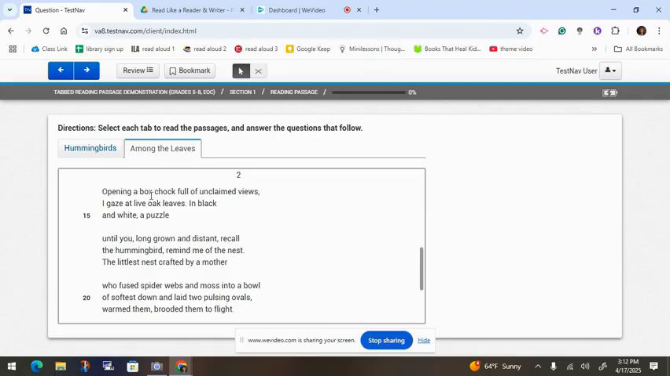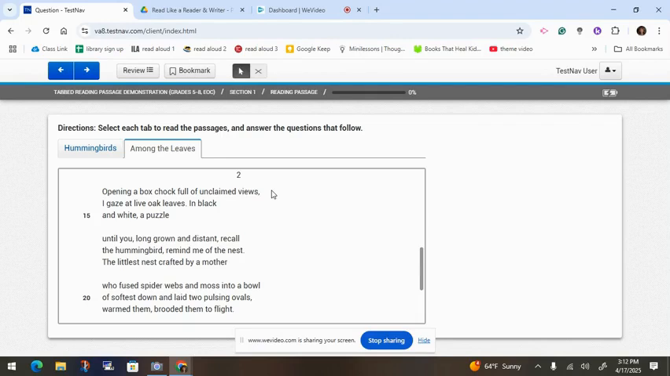So, opening a box chock full of unclaimed views, I gaze at the live oak in black and white, a puzzle. So it's a puzzle, something hard to figure out. Black and white, it's unclaimed views. I know that day that daughter she took a picture.